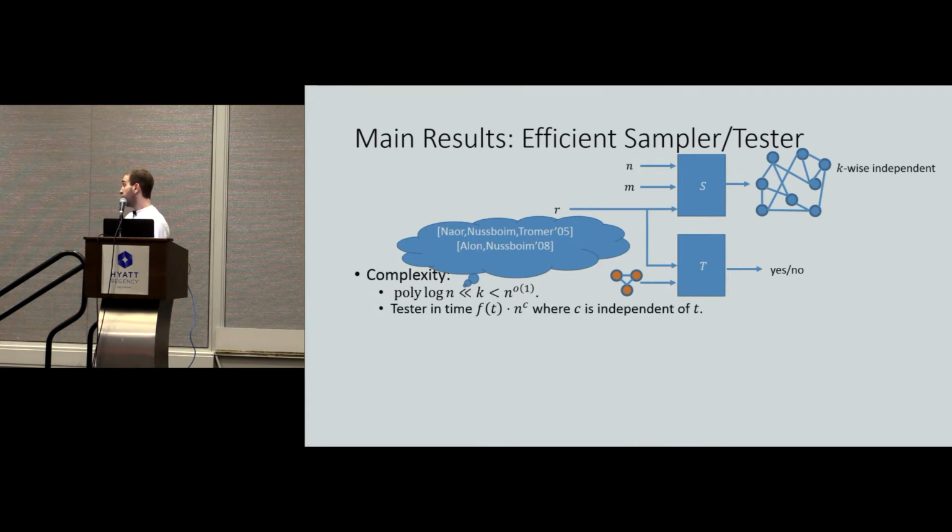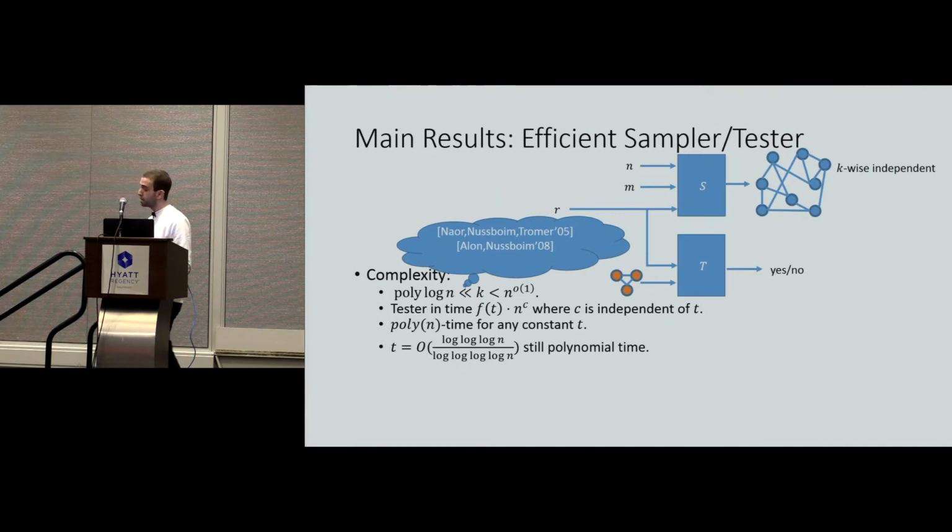And the tester runs in time which we called efficient previously. That is f of t, where f is some function of t, times n to the c, where c is independent of t. Okay, this means that for every constant t, the running time is polynomial in n, and the exponent of n does not depend on t. And in fact, we can even take t to be a super constant and very slowly growing function and still get a polynomial time. Okay, so this is the main result.